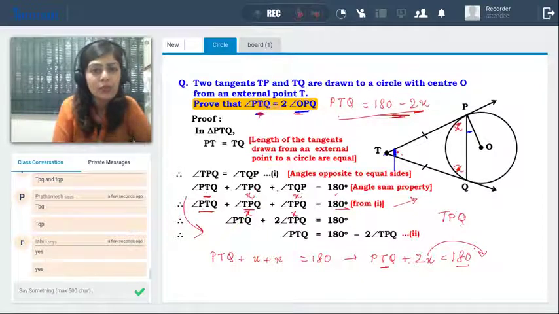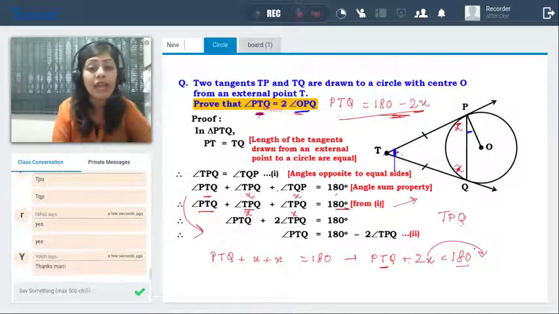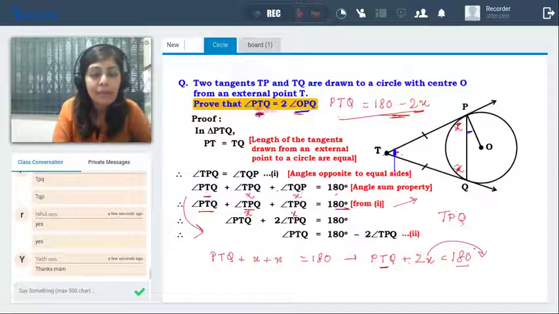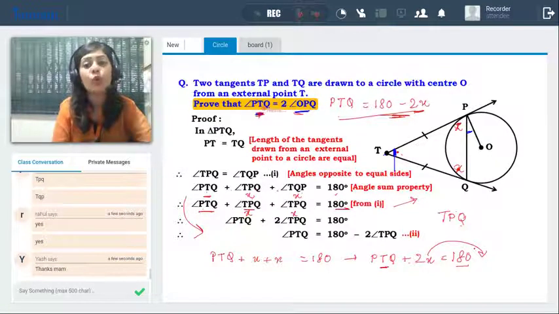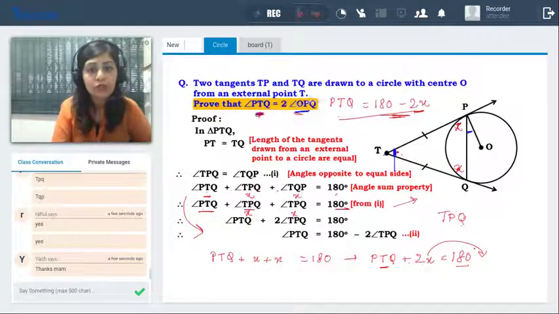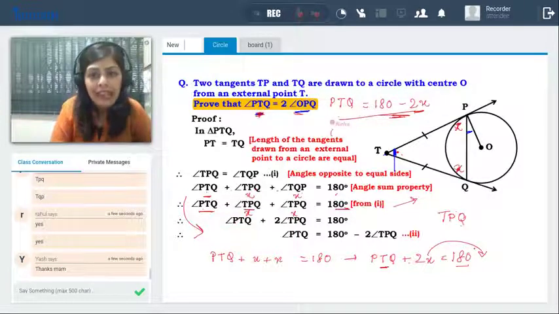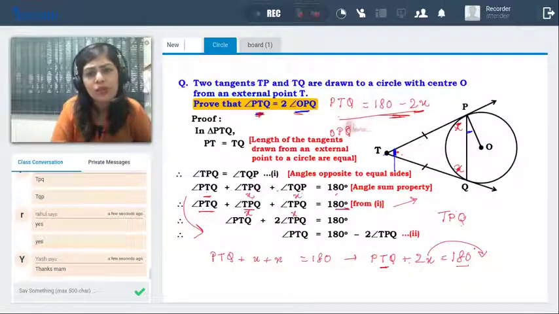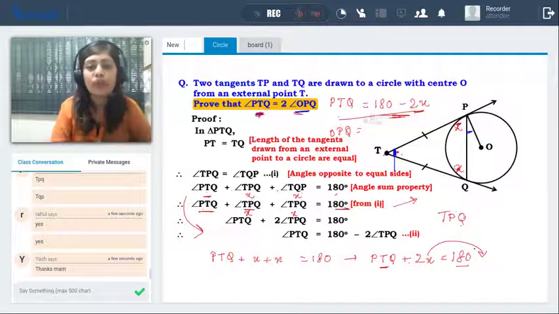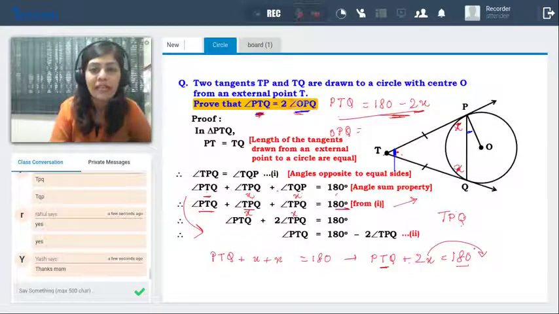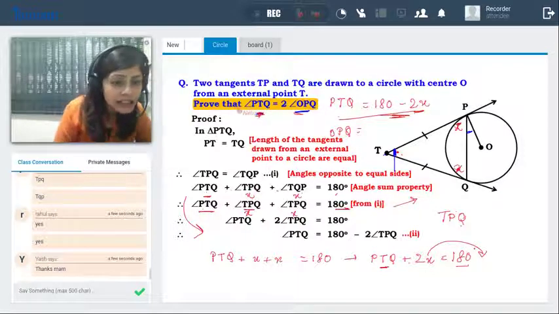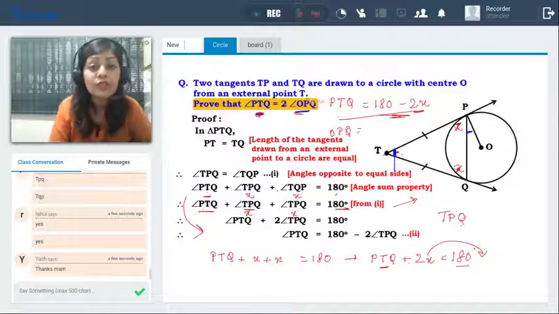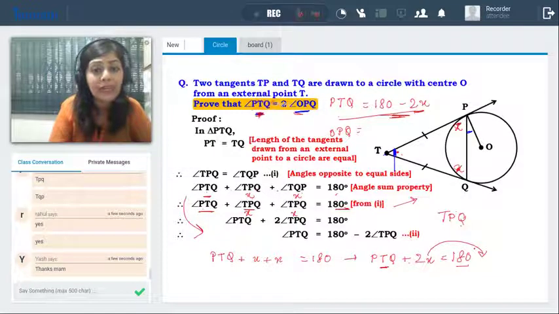Now pay attention. Look at what is in the sum. Always keep looking at what you need to prove. We need PTQ to be 2 times OPQ. That means, is it wrong to say that the value of OPQ should be half of PTQ? If you shift 2 to the other side, OPQ is half of PTQ. Yes, Yash, all right, you're welcome. So OPQ is half of PTQ.